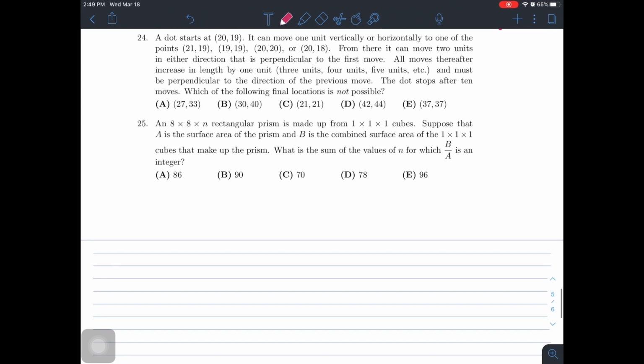So question 24. A dot starts at (2019, 2019). It can move 1 unit vertically or horizontally to one of the points (2021, 2019), (1919, 2020), or (2018, 2019). From there, it can move 2 units in either direction that is perpendicular to the first move. All moves thereafter increase in length by 1 unit: 3 units, 4 units, 5 units, etc., and must be perpendicular to the direction of the previous move. The dot stops after 10 moves. Which of the following locations is not possible?